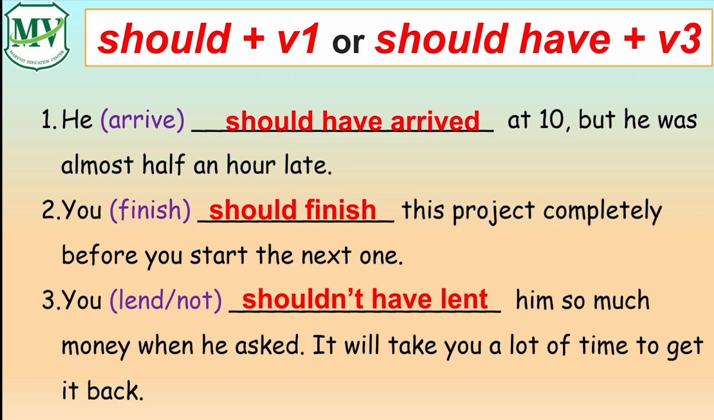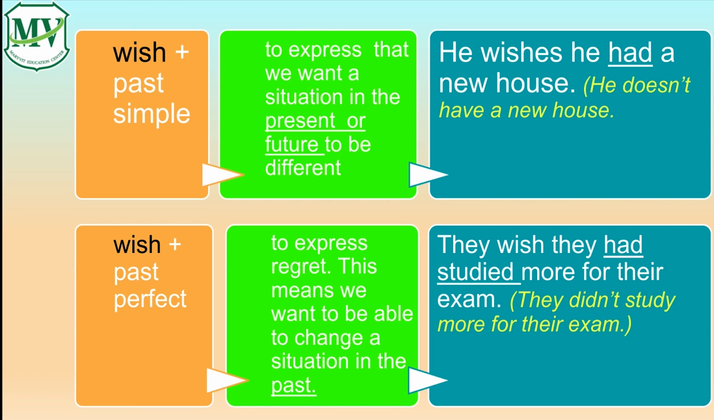Very good, student. Alright, after we've learned about should and should have, let's learn about the word wish. There are many functions of using wish, but today we will learn about wish plus past simple and wish plus past perfect. First, we use wish plus past simple to express that we want a situation in the present or future to be different. For example, he wishes he had a new house, but he doesn't have a new house.